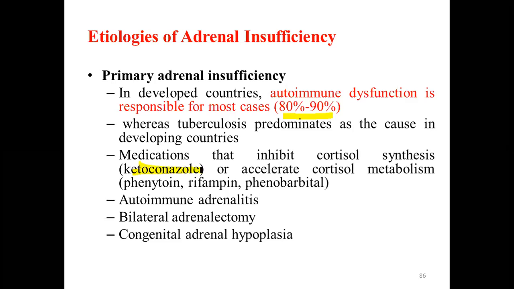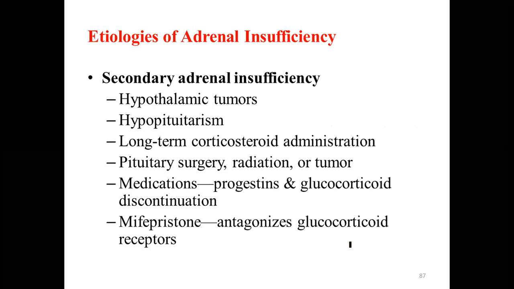ketoconazole, which inhibits the synthesis, and others which accelerate the metabolism of cortisol in the serum. We also mentioned congenital adrenal hypoplasia due to 21-hydroxylase deficiency, which is a very important enzyme in the production of cortisol. Then we also saw the etiologies of secondary adrenal insufficiency.